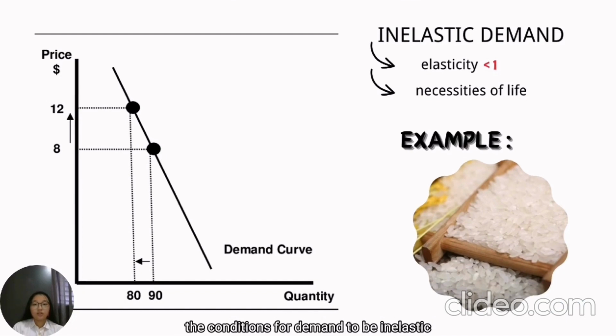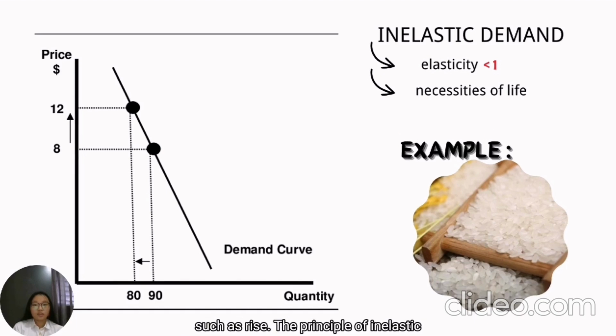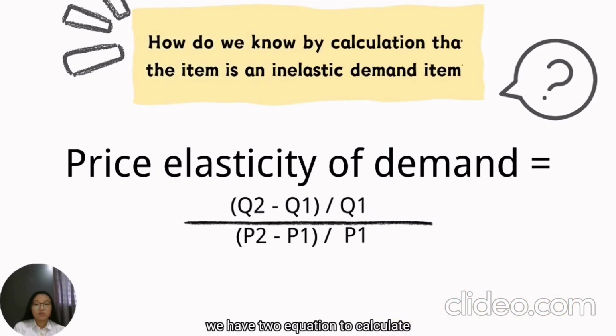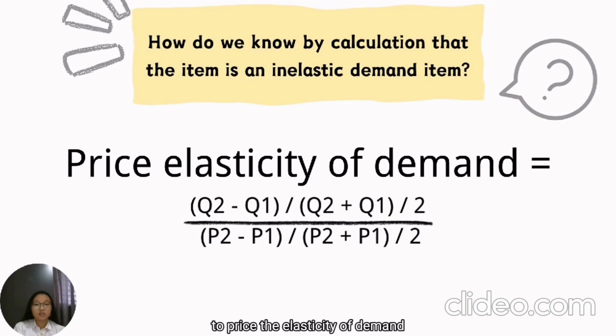The conditions for demand to be inelastic are that the price elasticity of demand is less than 1 and that the good is a necessity of life, such as rice. The principle of inelastic demand is that when the price rises or falls, the change in quantity demanded is small. We have two equations to calculate the price elasticity of demand.